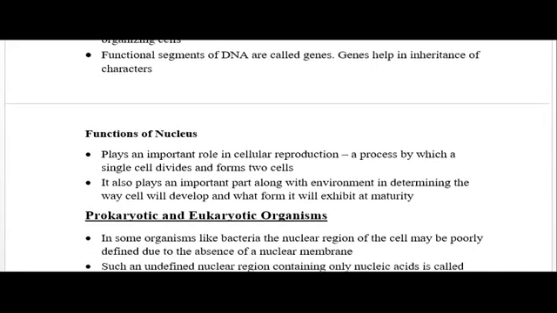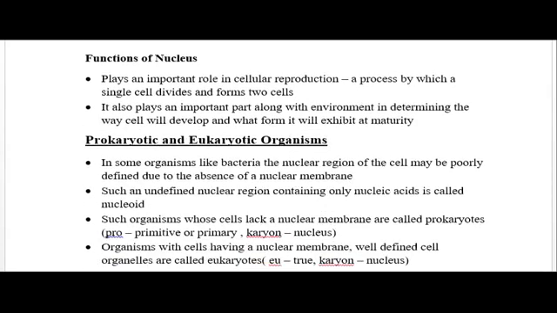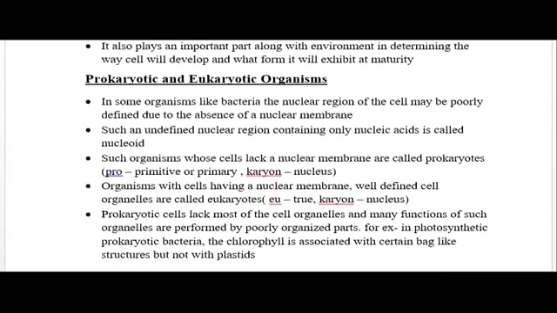Now we go to the next topic, prokaryotic and eukaryotic organisms. The terms are quite clear to you because you have learned a little about them in 8th standard. In some organisms like bacteria, the nuclear region of the cell is very poorly defined because they don't have a proper nuclear membrane. Such an undefined nuclear region containing only nucleic acids is called a nucleoid. Organisms whose cells lack a nuclear membrane are called prokaryotes.